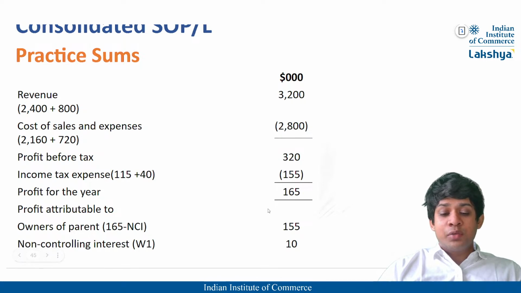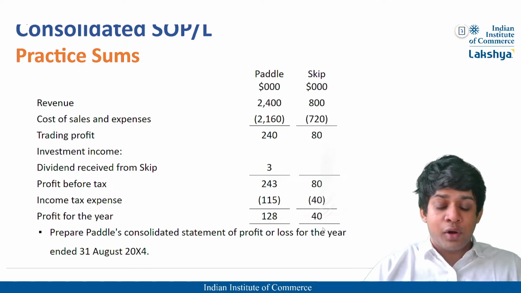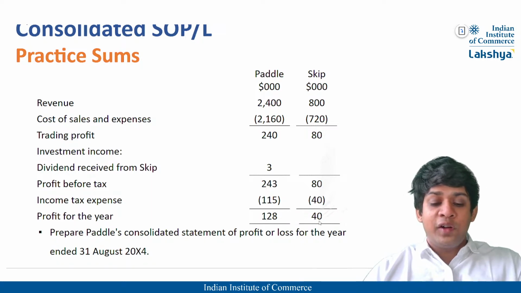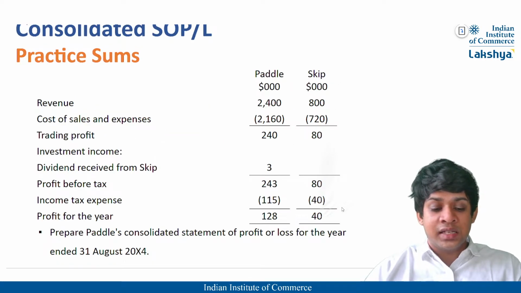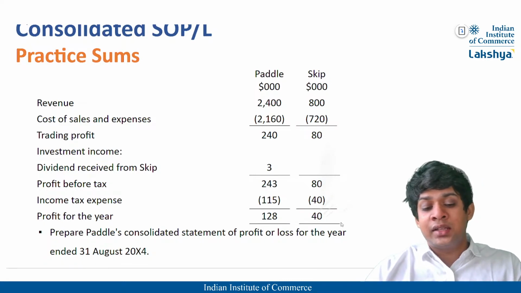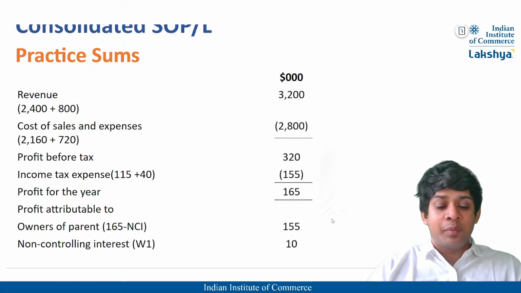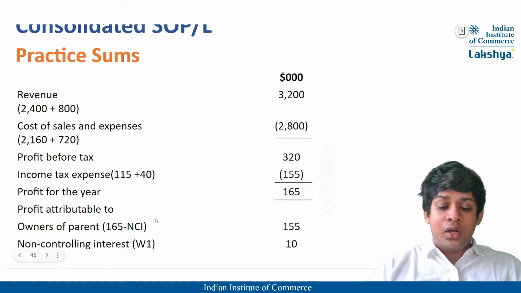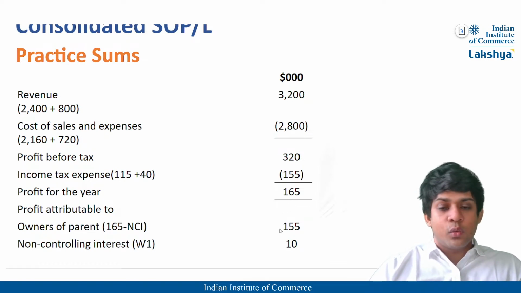Okay. Then we will distribute it amongst the NCI and the parent company. So how will we distribute it amongst the NCI? You can see the subsidiary company's profit for the year is 40, right? The subsidiary's profit for the year is 40 and 75% is acquired by the parent company. So that means NCI is nothing but 25%. So 40 into 25%, and since there are no adjustments to NCI in this, we do not require to prepare a working note separately here. So it will just be 40 into 25%, which is going to give you 10. And the amount to the owners will be the balancing figure, that is 165 minus 10, which is 155.